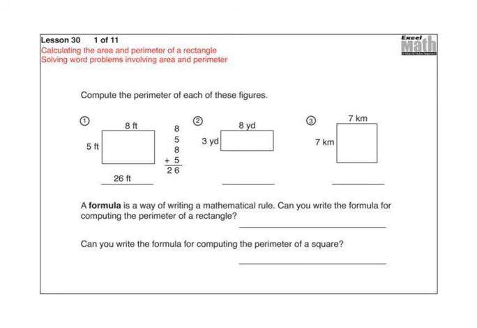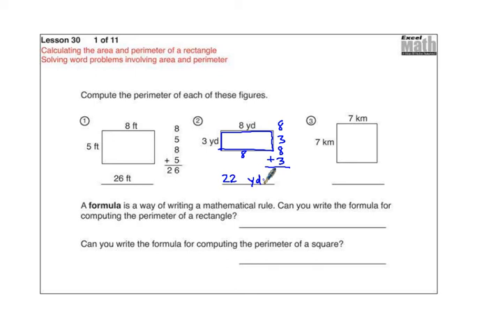Number 2, 8 yards, 3 yards. Go ahead and see if you can solve for what the perimeter of that shape is. Turn the video back on when you're ready to see the solution. Okay, don't forget to add in this side and this side, so you should have added 8, 3, 8, and 3. All those together make 22 yards.